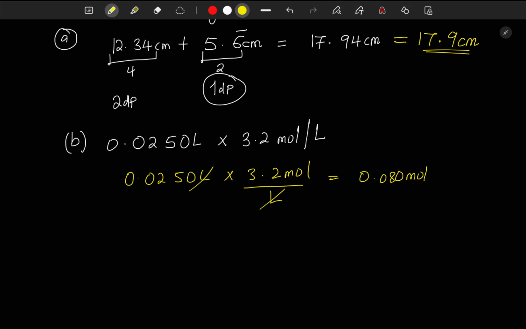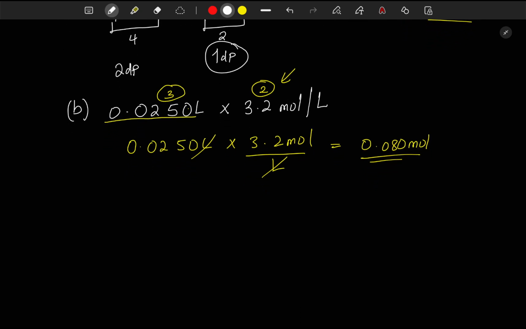But when you are multiplying or dividing, you consider significant figures, not decimal places, all right? So how many significant figures are here? 1, 2, 3. So this one has got 3 significant figures, and this one has got 2 significant figures. So our answer should have 2 significant figures only. Therefore, the same answer is correct because this 0 is not significant, that 0 is not. Only 8 and 0 at the end are significant. So this one is fine. But in case it wasn't like that, follow the rule which I've told you about. All right.